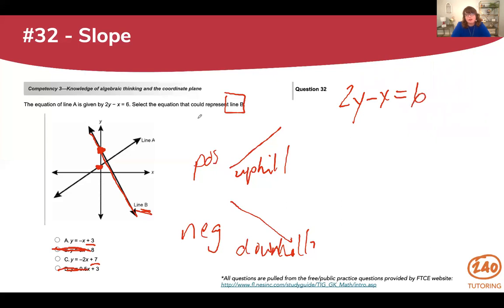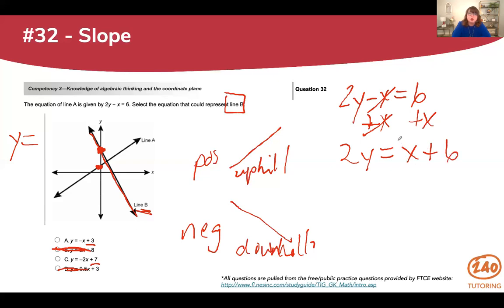Remember I told you that formula for slope and y-intercept, that form, we had to get y equals. So we've got to isolate that y. We're going to do that with inverse operations. I'm going to add x to both sides. Whatever I do to one side, I have to do to the other to keep it balanced. So that negative x and positive x cancel each other out, and I'm left with 2y equals positive x plus 6. So I'm going to put plus 6.